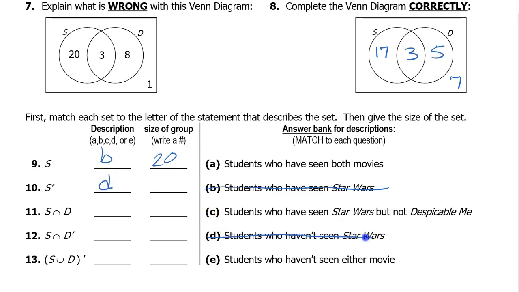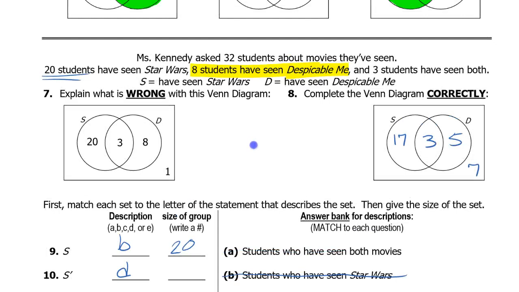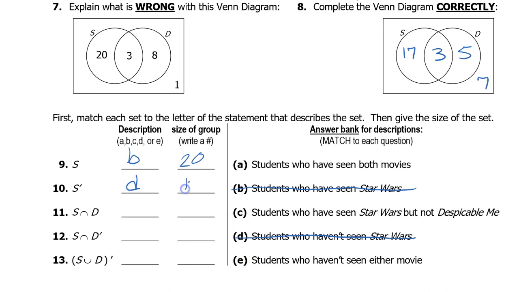All right, students who haven't seen Star Wars. So that's going to be the 5 and the 7. Those are the students who have not seen Star Wars. So that's going to be 12. We also could have just done 32, the total number of students, minus 20. But anyway, that's going to be 12.